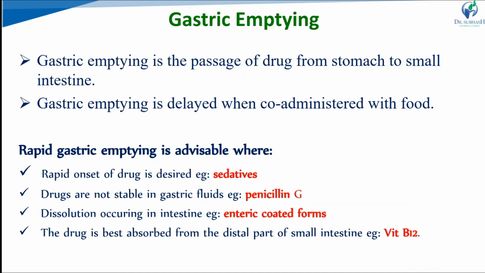They should stay less time in the stomach or acidic medium, and a longer time in contact with the small intestine or alkaline pH. An example is enteric-coated tablet dosage forms, where we require less time in the stomach and more time in the intestinal part. Such a drug is best absorbed from the distal part of the small intestine. An example is vitamin B, where we advise going for rapid gastric emptying.